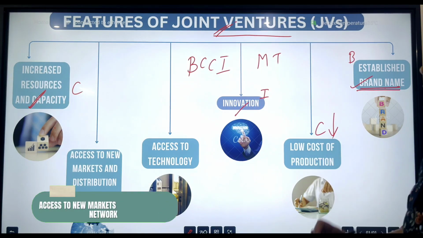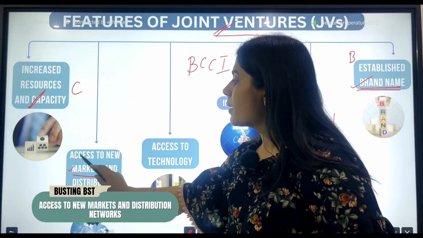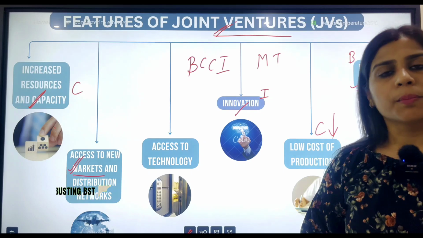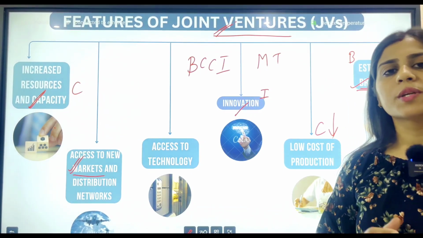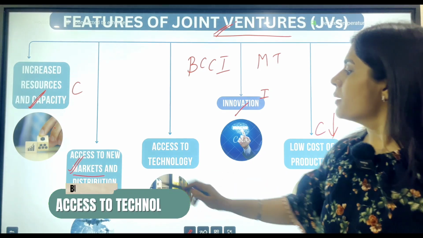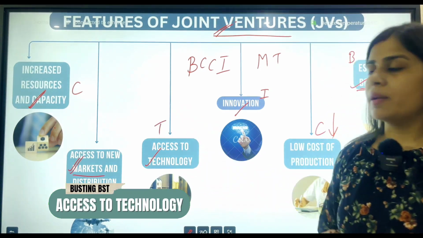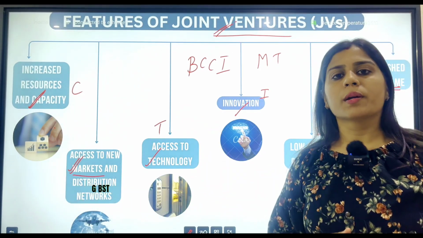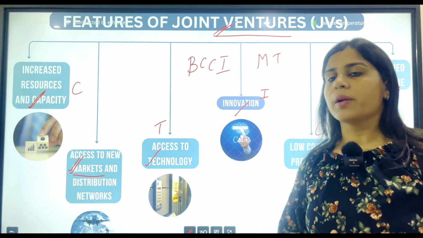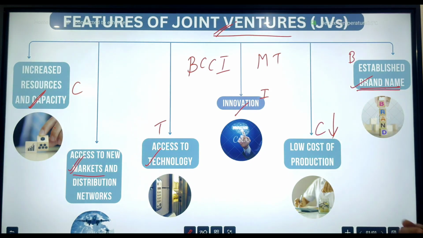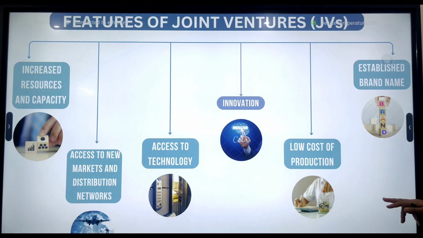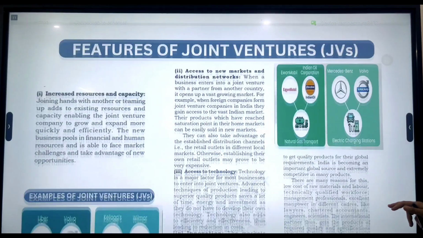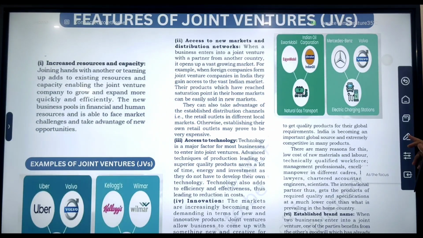Then M and T represent, students, access to the new markets, because when two or more companies are merging and collaborating with each other, they have access to each other's market as well, and also they can afford to invest in the best, world-class technology for utilizing capital intensive techniques for production. So these are the various features of joint ventures. Let us see what NCERT has to tell on this.